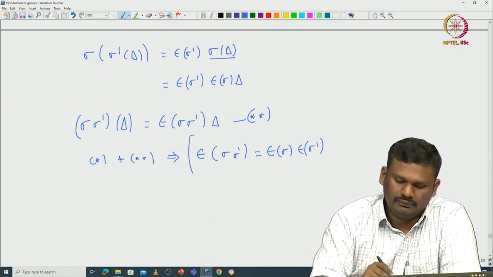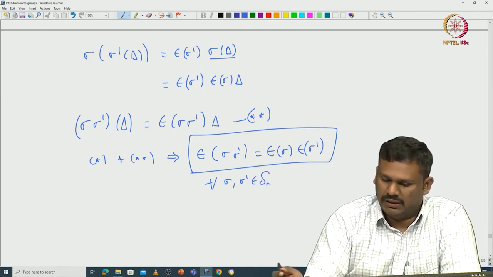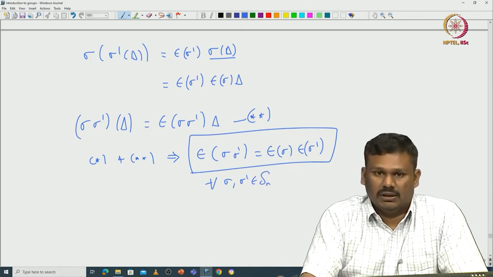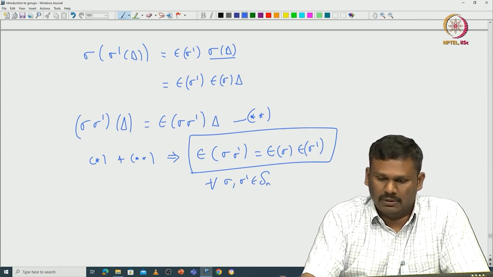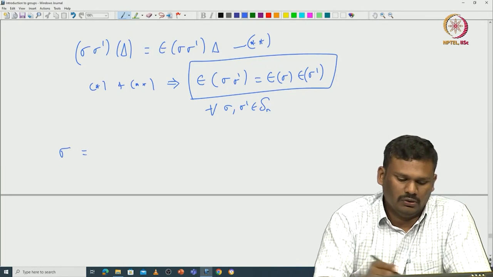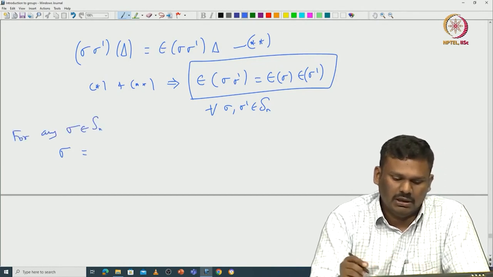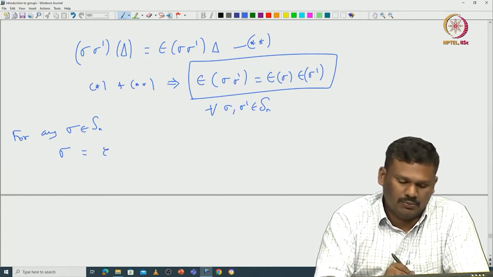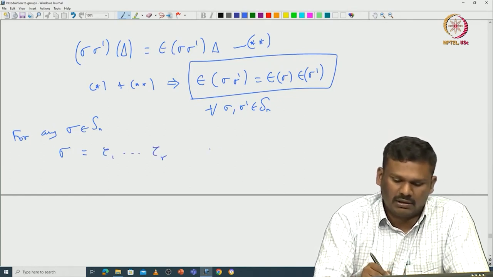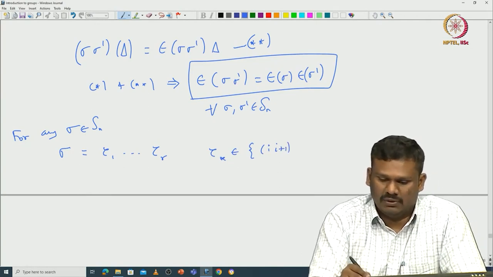Okay, and this is true for all sigma, sigma dash in S_n. So that proves that this epsilon is indeed a group homomorphism. So now if you start with any sigma in S_n, then you can write this sigma as some product of tau_1 etcetera tau_r, where these tau_k are all coming from the simple transpositions (i, i+1).